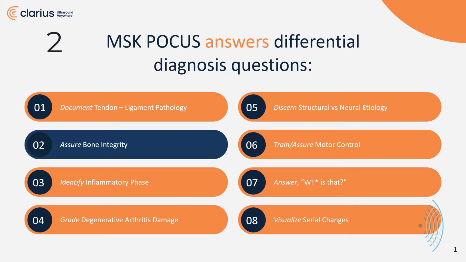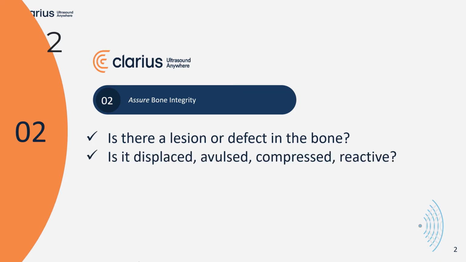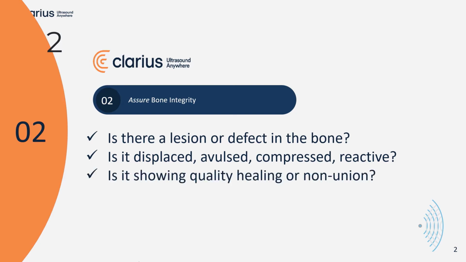Today we're going to be covering bony integrity and how ultrasound imaging can assess the structures of the skeletal system, and answering questions like, is there a lesion or a defect in the bone? Is that lesion a displaced lesion, like a fracture displacement? Is it an avulsed phenomenon, like a traction issue? Is it a compression fracture? Where is that bony tissue in the process of its own healing? Is it showing quality healing? Or is there, because of irritation, a non-union developing? There is an echo signature specifically for that.